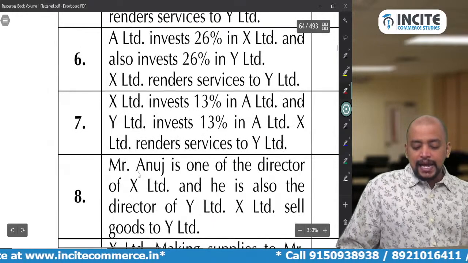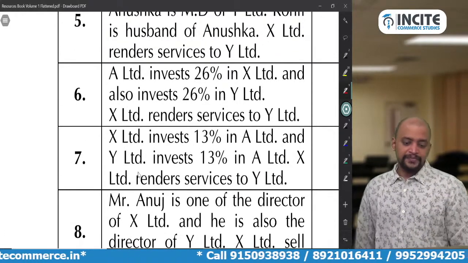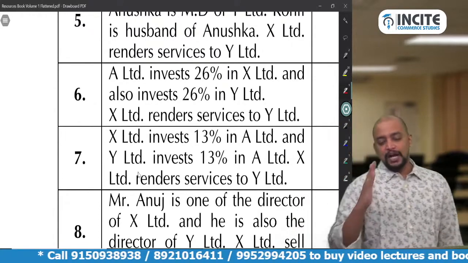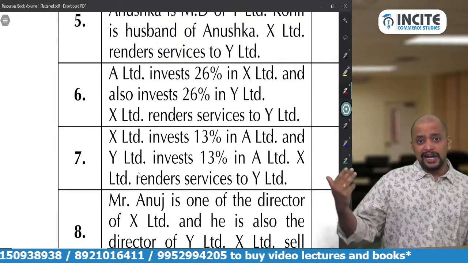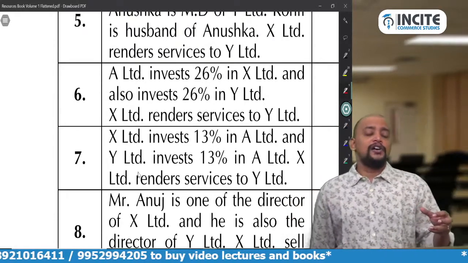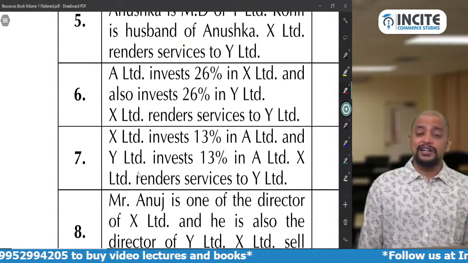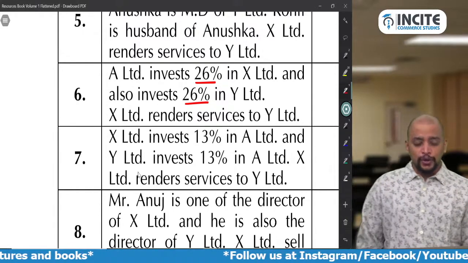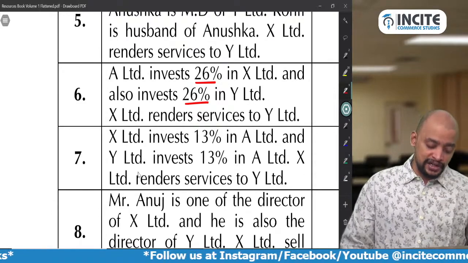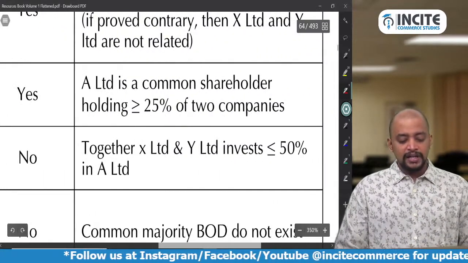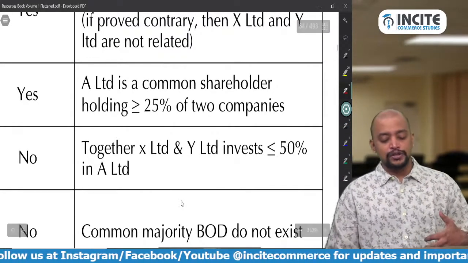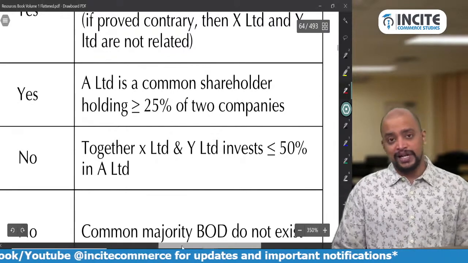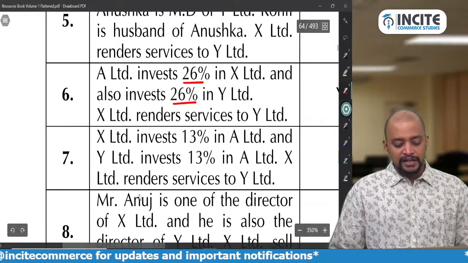Then next, A Limited invests 26% in X Limited and also invests 26% in Y Limited. X Limited renders services to Y Limited. Now, there are three parties: A Limited, X Limited and Y Limited. A Limited is the common shareholder of X Limited and Y Limited. And how much is A Limited holding? A Limited is holding 26%, which is greater than or equal to 25%. So if there are any transactions between X Limited and Y Limited, they will become related party transactions. A Limited is a common shareholder holding greater than or equal to 25% of two companies. Therefore, X Limited and Y Limited will become related. Point number 4, so we are applying that point number 4.